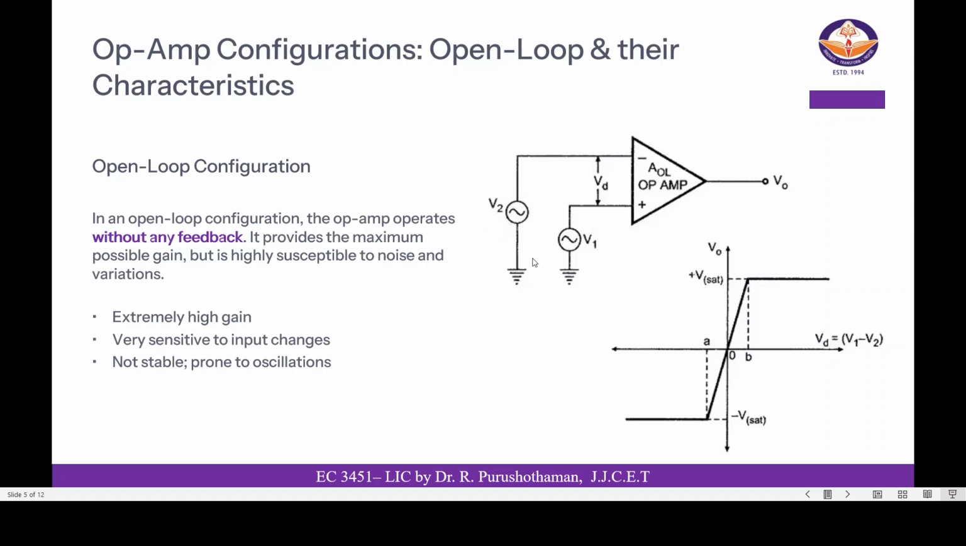If you give the input to the inverting terminal, that is an inverting amplifier, and if you give the input to the non-inverting terminal, that is said to be a non-inverting amplifier. Then VD is nothing but the difference in voltage, and V naught here is nothing but the output voltage. The input is the difference of two voltages, that is V1 minus V2. The V saturation has a positive saturation and a negative saturation.